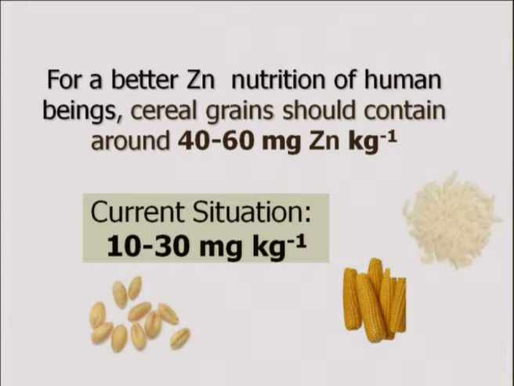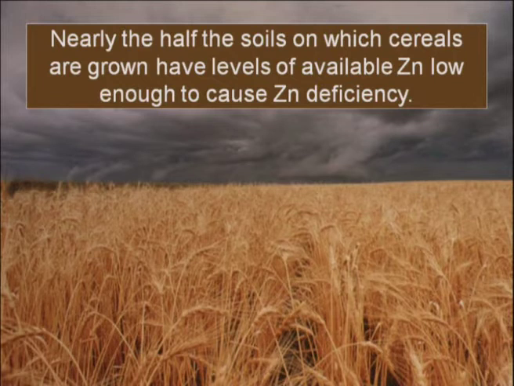The grain harvested on potentially zinc deficient soils has 10 to 20 ppm zinc. It's really very low. So our challenge is to boost the concentration of zinc in the cereal crops. For better zinc nutrition of the human population, grain zinc concentration should be around 40, 50, or 60 ppm. One of the reports published by Robin Graham says that nearly 50% of the cereal cultivated soils have a zinc deficiency problem.